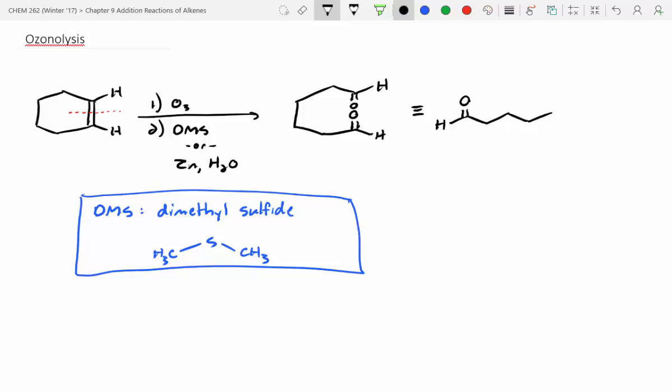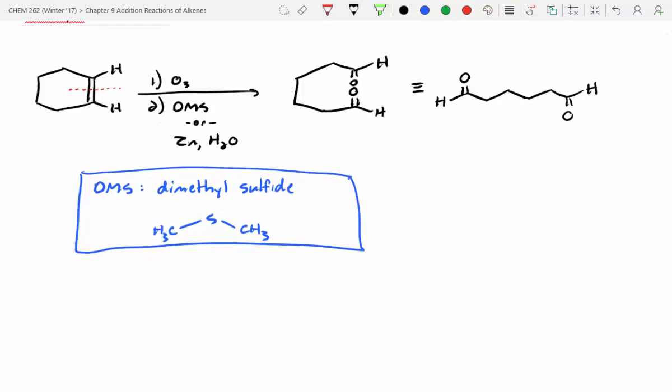So 1, 2, 3, 4, 5, 6. These are the exact same molecule, right? So it's a 6-carbon chain with what functional groups on the end? Oh, come on, guys. Aldehydes, right? So this reaction can be used to actually convert an alkene to an aldehyde, which is a cool transformation. The other thing, too, is what if we replace those hydrogens with an alkyl group? What would we be forming instead of an aldehyde? A ketone, right? So this reaction can be used to form aldehydes or ketones.